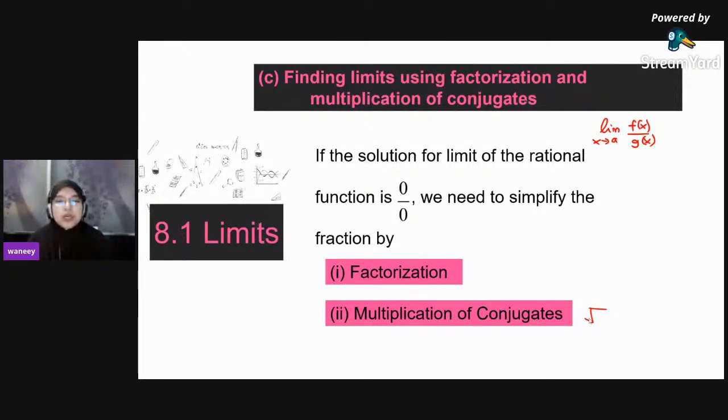So whenever we do factorization, we should be able to cancel out some terms. So mesti ada benda yang boleh cancel di bahagian numerator and denominator. The same thing will happen when you multiply with the conjugate. You should be able to find out something that can be cancelled out in your numerator and your denominator as well. So those terms are the thing that will give us 0 over 0. So once we get rid of them, we can easily get some value.